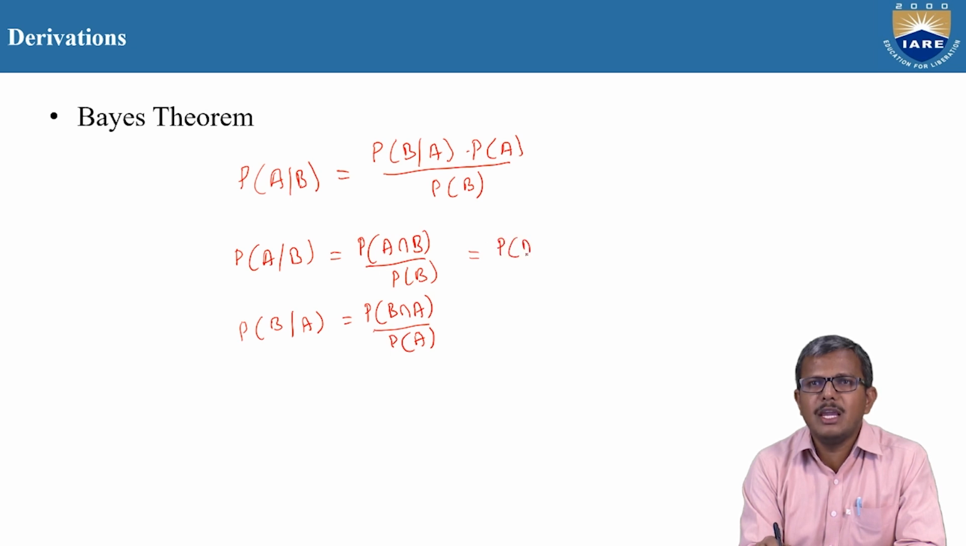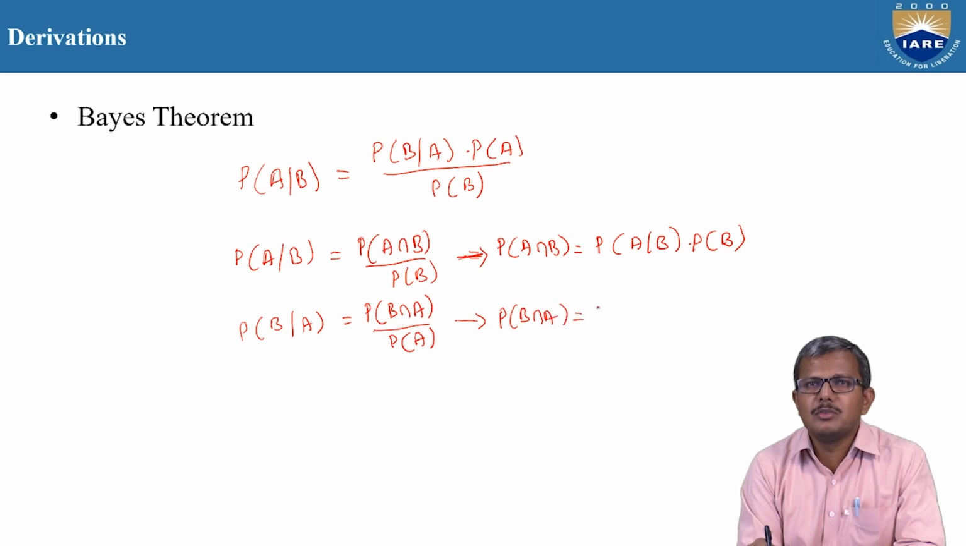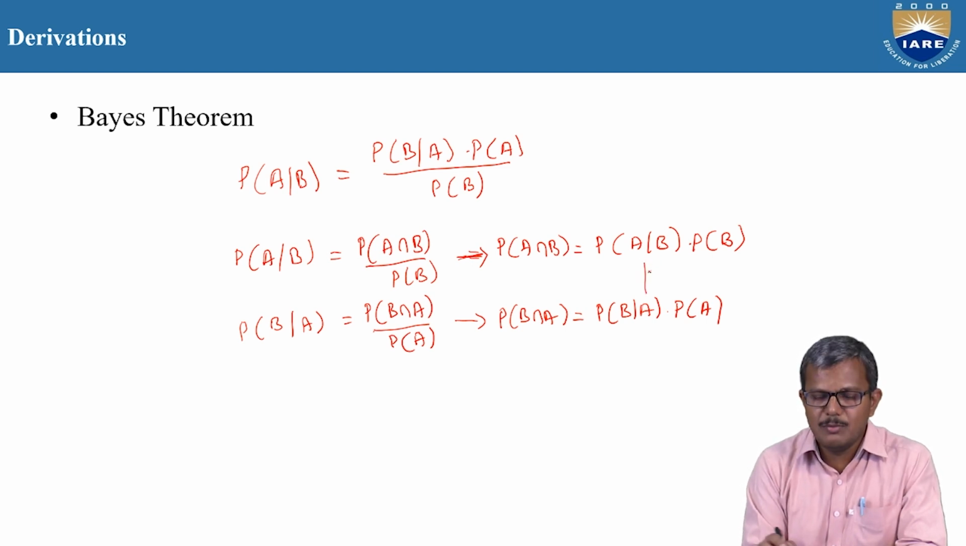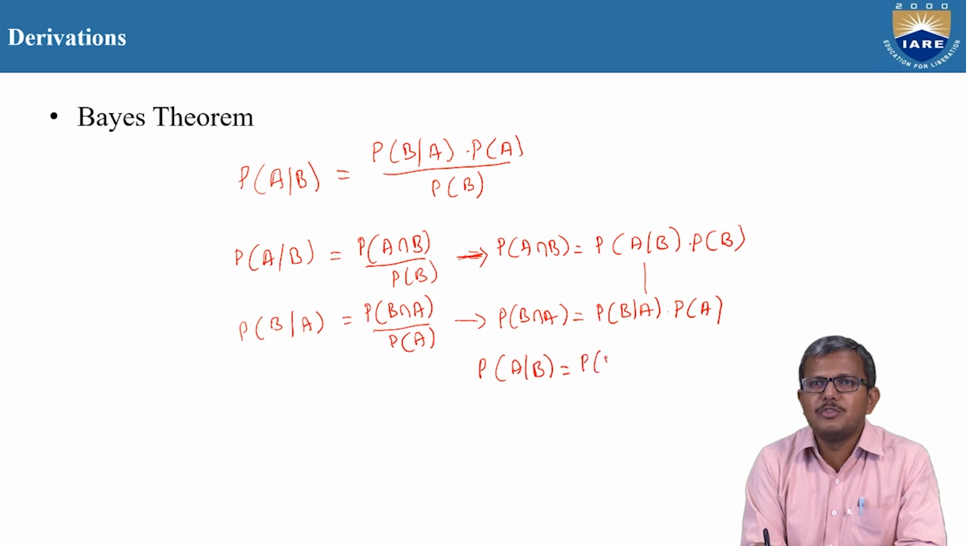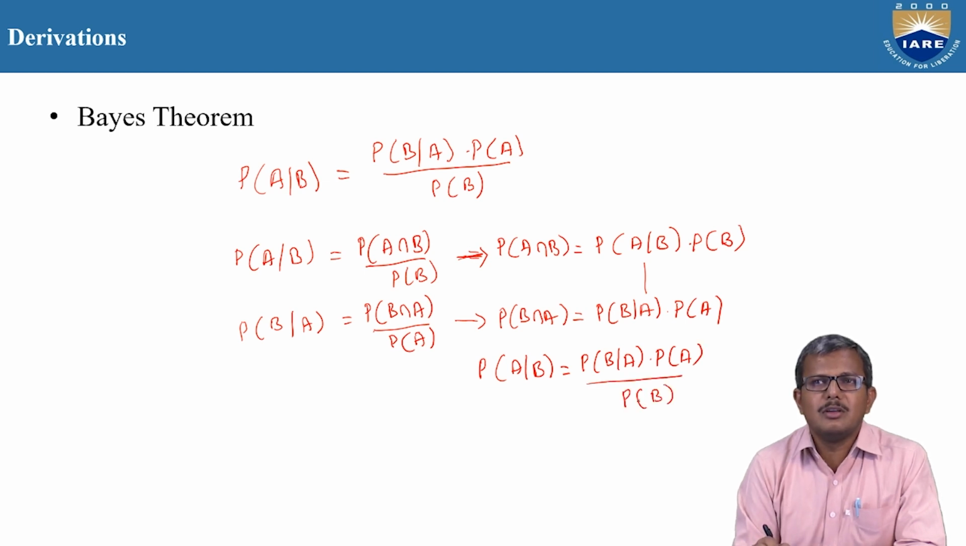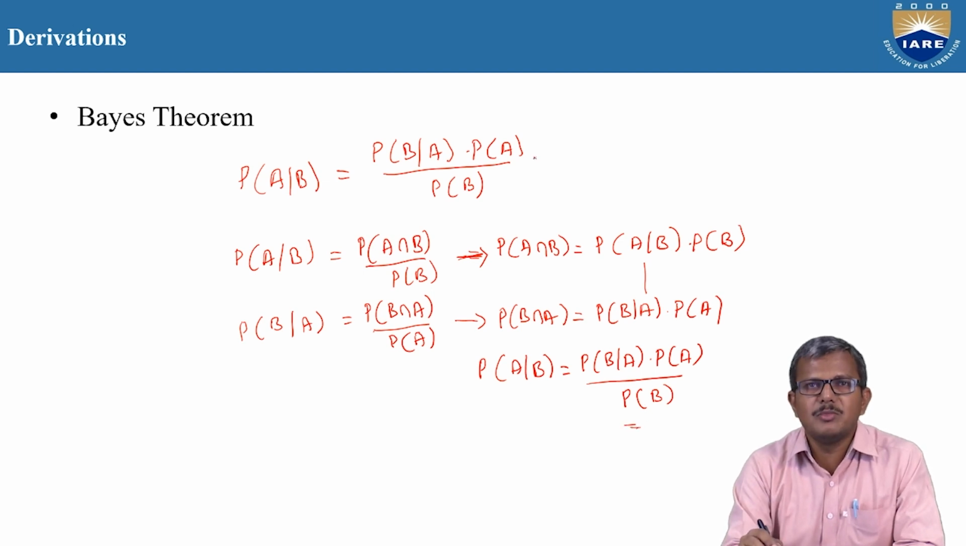So I am representing this as: the probability of A intersection B equals the probability of A for a given B into the probability of B. Similarly, we can represent the probability of B intersection A as equal to the probability of B for a given A into the probability of A. With the help of these two equations, we can directly represent the probability of A for a given B as equal to the probability of B given A times the probability of A, divided by the probability of B. Like this we can derive the equation for Bayes theorem, based on the conditional probability.